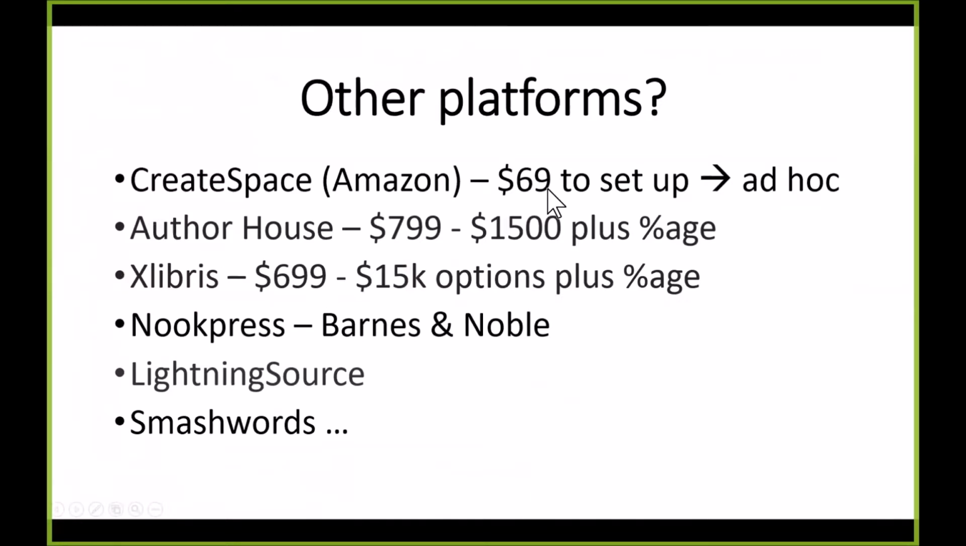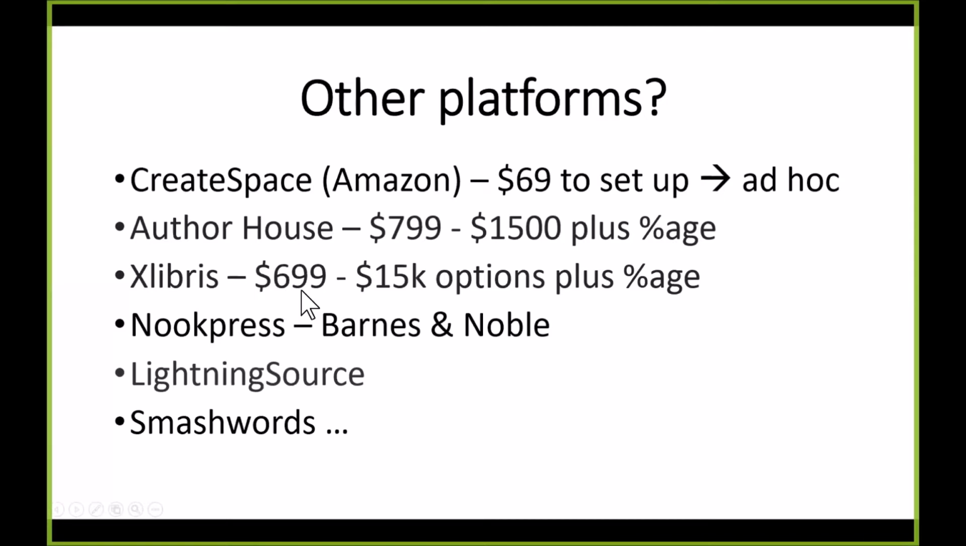CreateSpace, as I mentioned, is $69 to set up, and they do them ad hoc, and then you share the percentage of the profit after cost. Author House is another one that has a $7.99 to $1,500 setup charge, and then you share in a percentage. So why the difference? Well, if you do it for $7.99, you may get 40% of the profit after cost. If you do it for $1,500, you may get 50%. So the more you put in to set up, the higher your percentage would be.